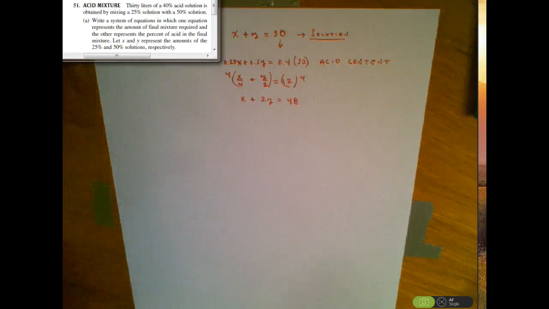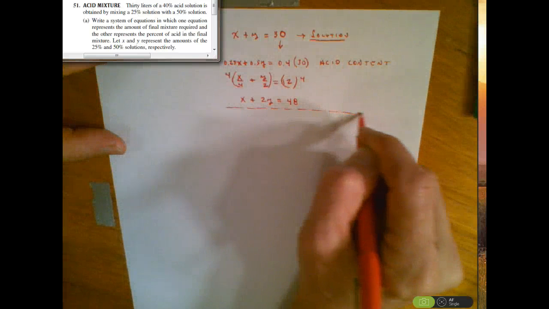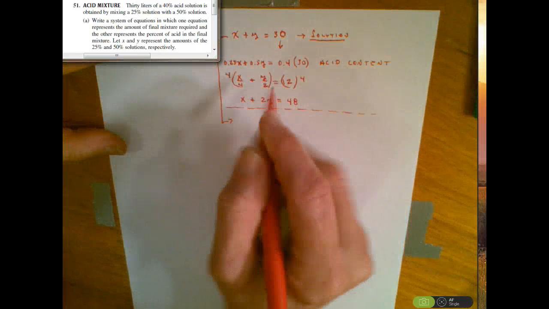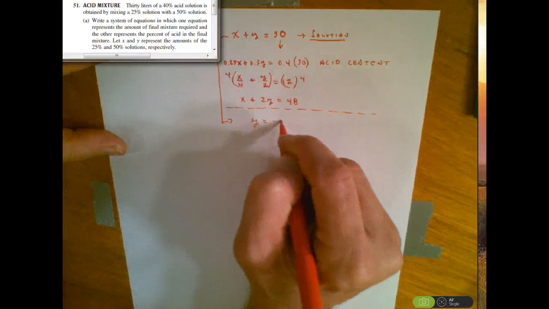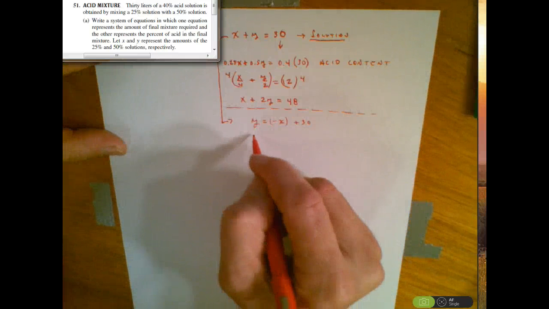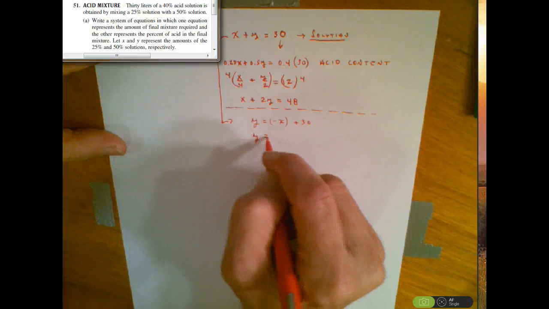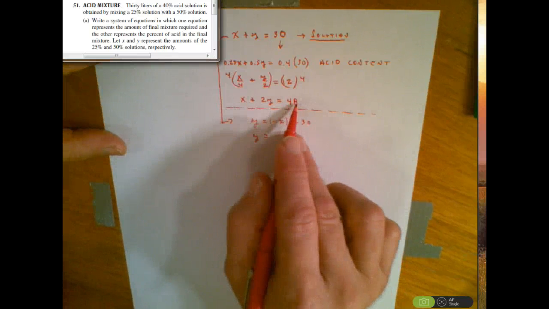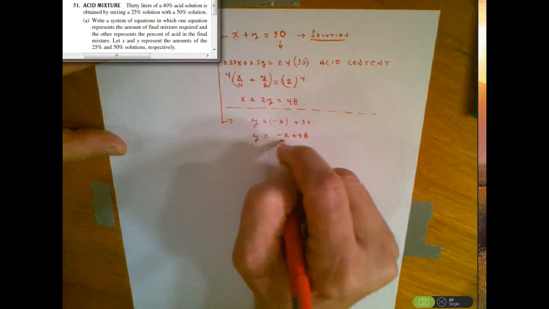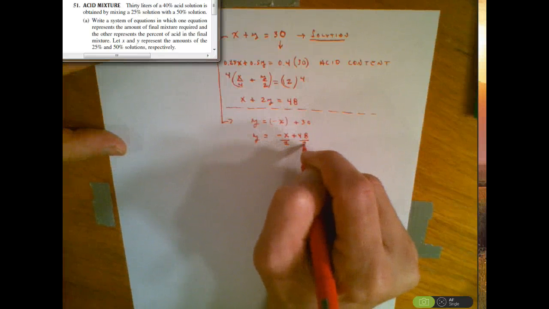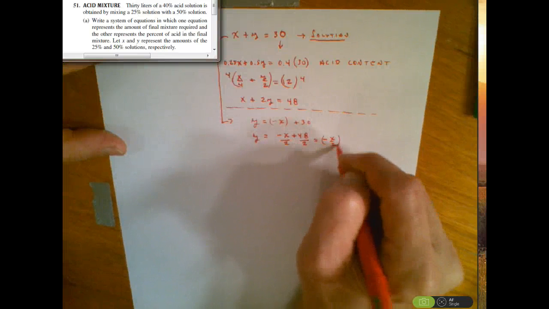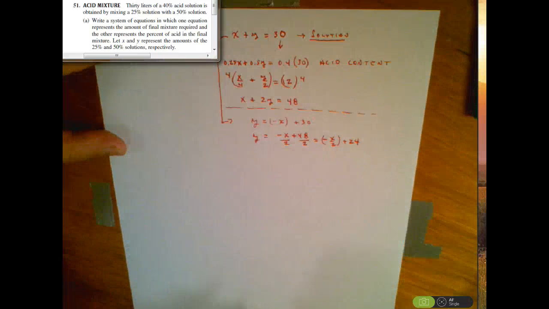I know a lot of us like to be able to graph this, so we might want to put it in a simpler form. This first equation, I can rewrite as y is equal to negative x plus 30. That's easy to graph. And the second equation would be y is equal to negative x plus 48, divided by 2, and I'll just distribute the 2. That's going to be negative x over 2 plus 24. So let's graph those now.